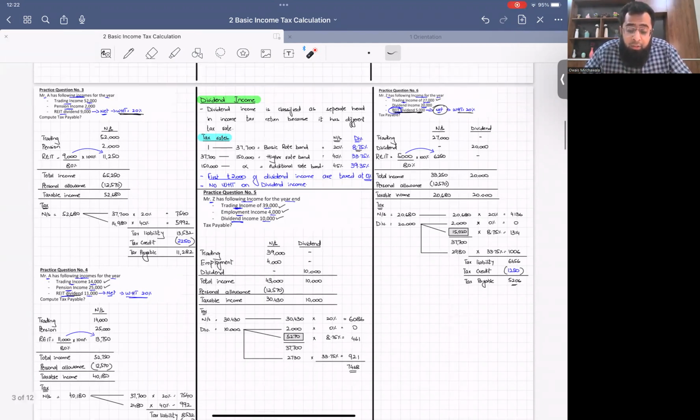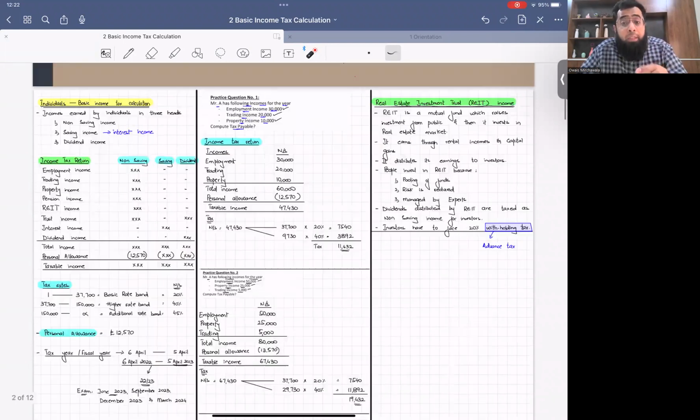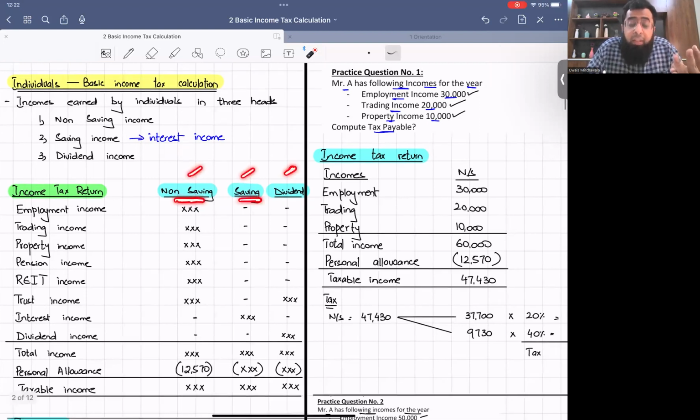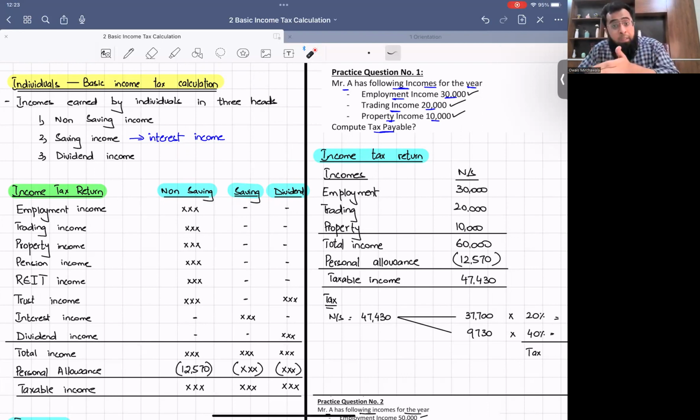We started our discussion with the format of basic income tax return of individuals. In UK tax, income earned by individuals is divided in three heads: non-saving income, saving income, and dividend income. UK tax has defined different tax rates for each of these heads. So the first step is to classify the income. Non-saving income includes all incomes except interest income, which is classified as saving income, and dividend income, which is classified in its own head of dividend.